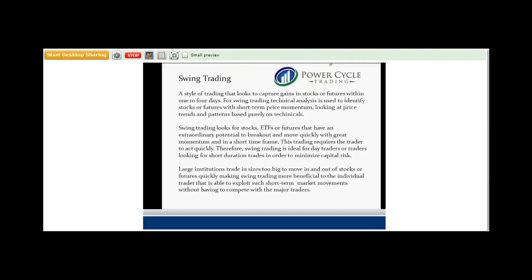So therefore, swing trading is ideal for the day trader or traders looking for short duration type trades in order to minimize capital risk. The large institutions can't do this type of trading. It's just their size is too big. So it's really ideal for the individual trader looking to exploit these little short-term market movements, which can be quite large at times. So I'm going to show you some of these trading examples and things that you can do to define your risk, minimize your risk, and capture some really large trading profits and returns.